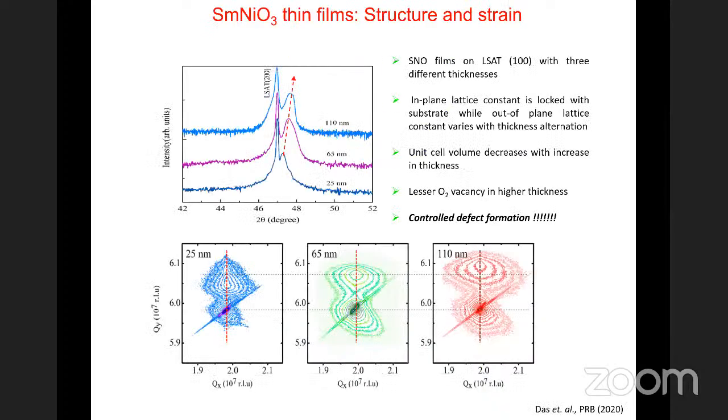We just took this template and formed these three films with different thicknesses, and we could show, as per the change in the lattice constant, that they were coherently strained, and that there were oxygen deficiencies. The oxygen deficiencies are maximum in the thinnest film, and they decrease as we go from 25 to 110 nanometer. As we show here, going from left to right, all of them are coherently strained and the film quality is good.